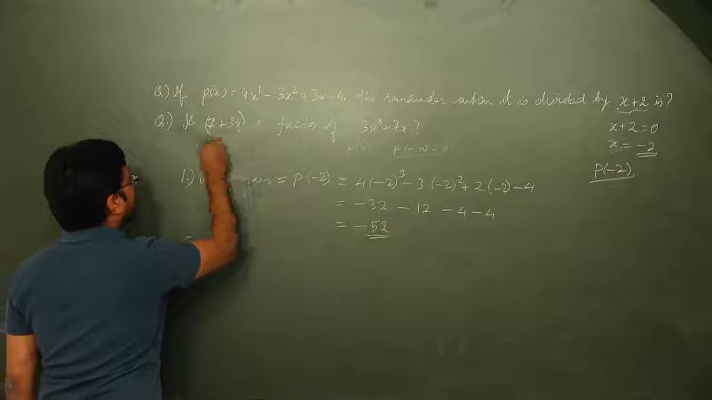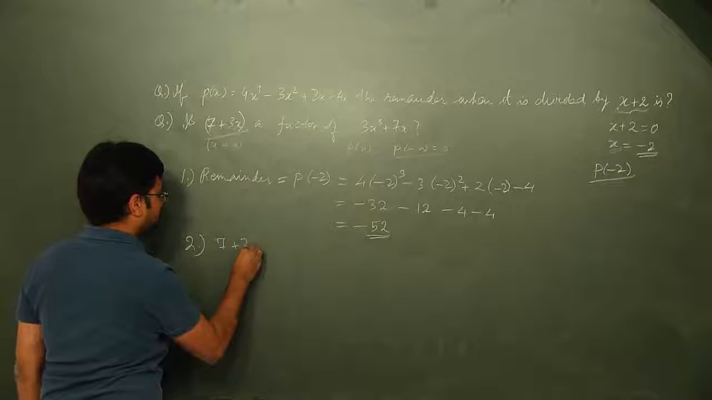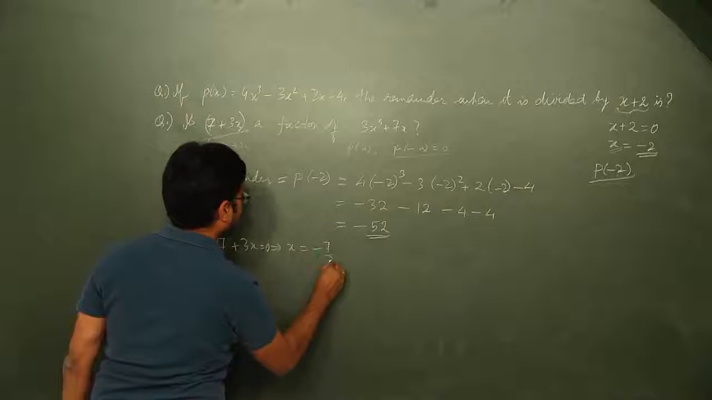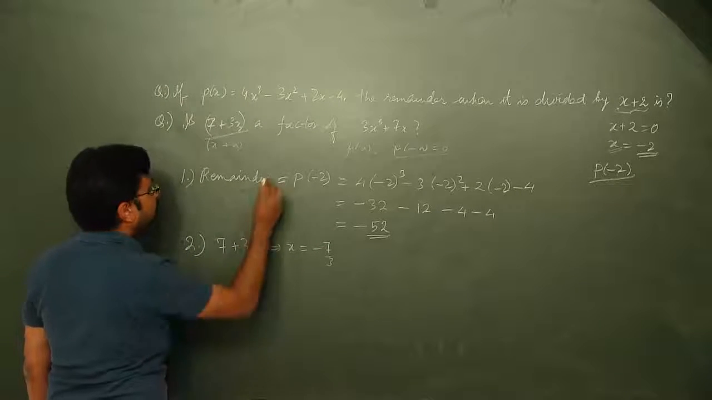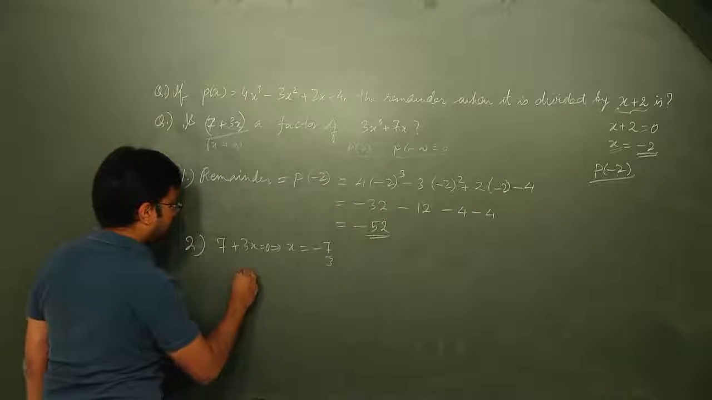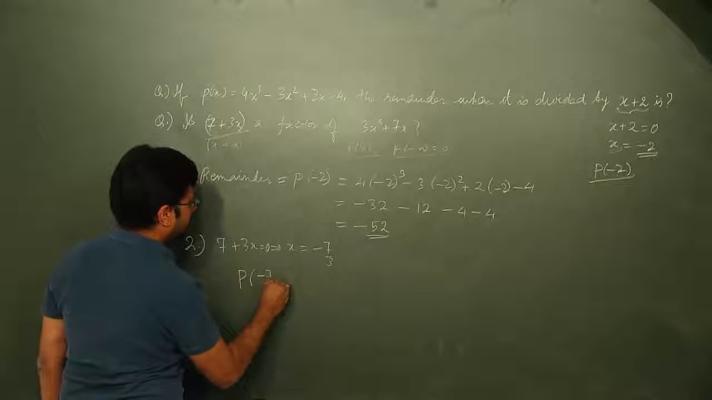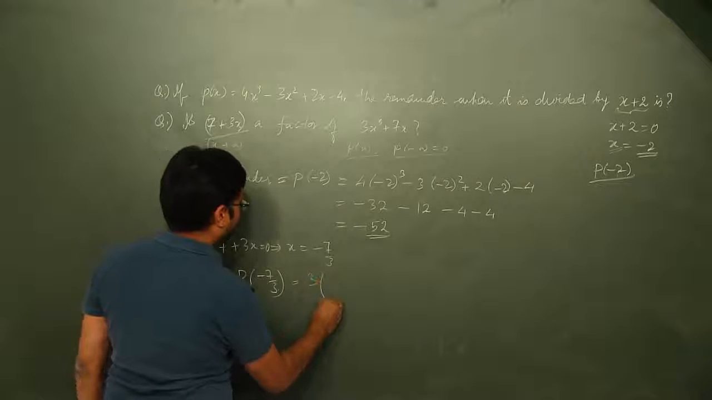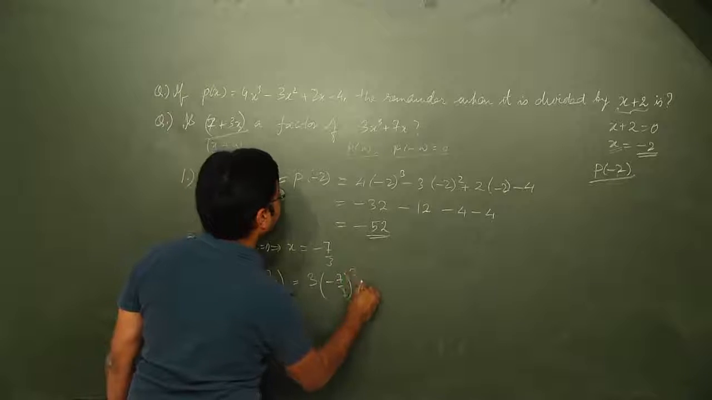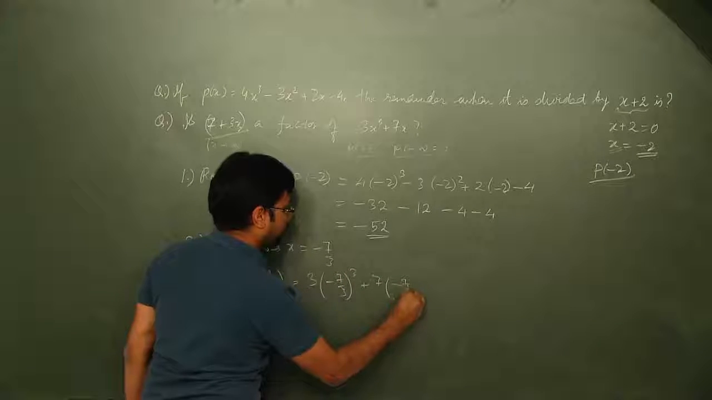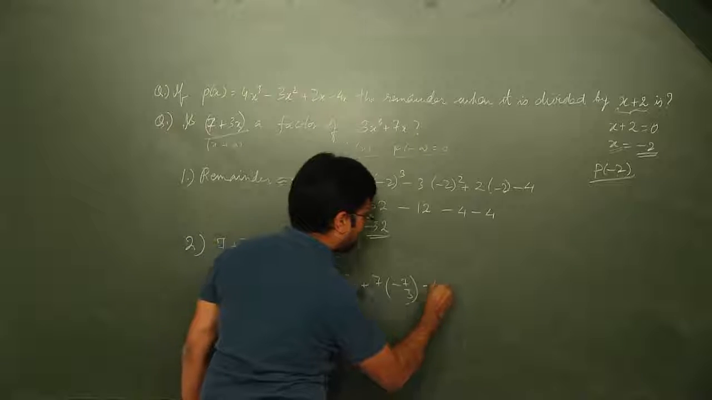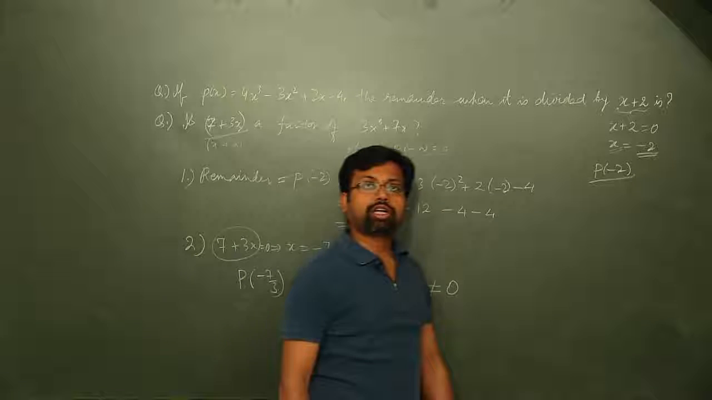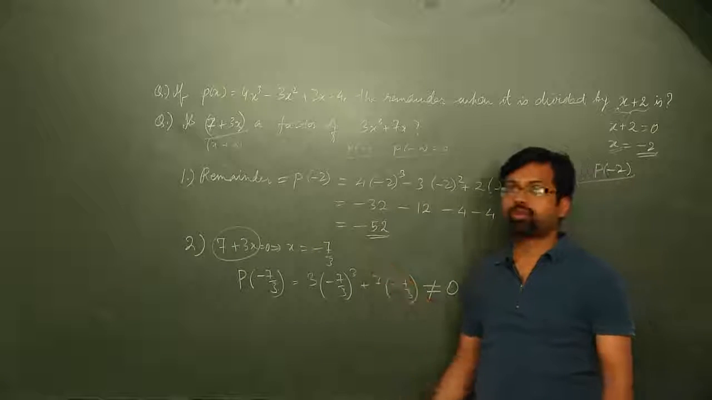So here we will have to equate 7 plus 3x to 0. So we have x equal to minus 7 by 3. And to check whether it is a factor of P(x), we have to check P(minus 7 by 3). P(minus 7 by 3) would be 3 into (minus 7 by 3) whole cubed plus 7 into minus 7 by 3. This is not equal to 0. Hence 7 plus 3x is not a factor of P(x) from the factor theorem.